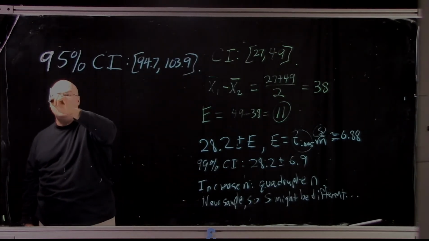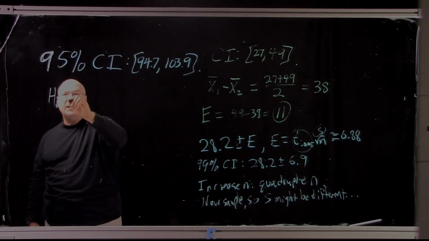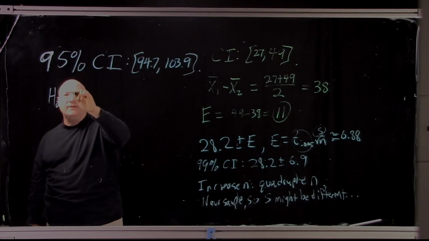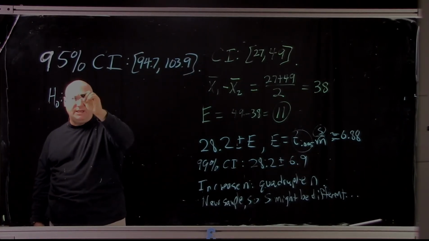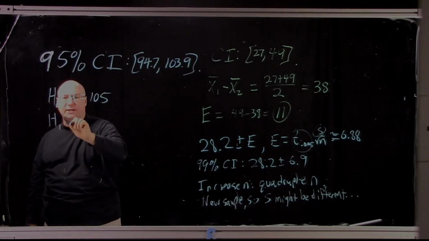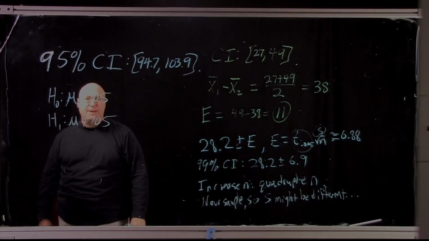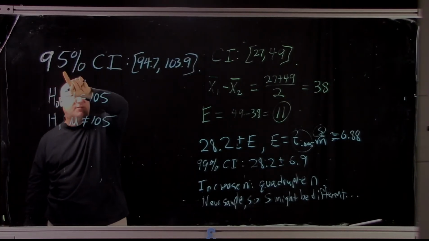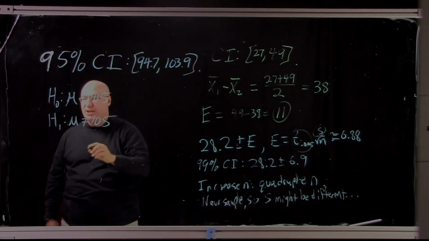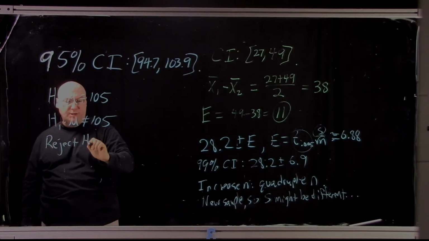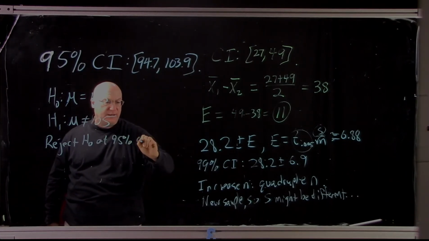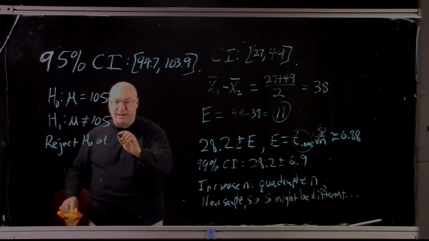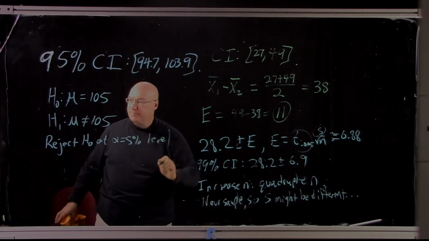In other words, if you were looking at a hypothesis test where H naught was about the lengths of adult wombats, that mu is, let's say, 105, and H1 is that mu is not 105, what we have done is our 95% confidence interval is right here, and since 105 is outside that, we reject H naught at 5% significance. At alpha equal 5% significance level.